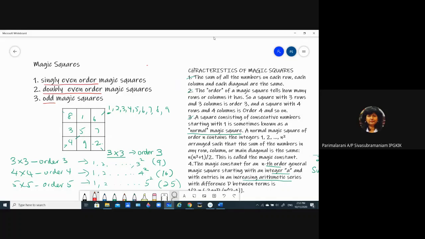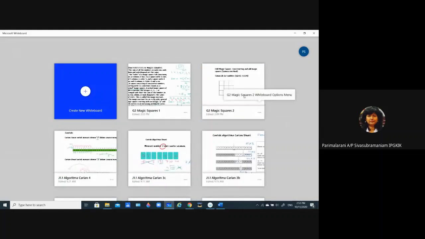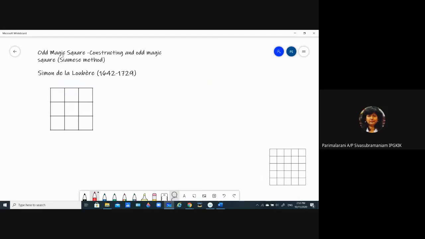Then we have even order magic squares. This is an odd order magic square. These two are even order magic squares. There are 2 types: singly even or doubly even. We will look at that one by one as we come to it. So let's look at the odd magic squares first, because odd magic squares are much easier to build. Let's see how we can construct an odd magic square.